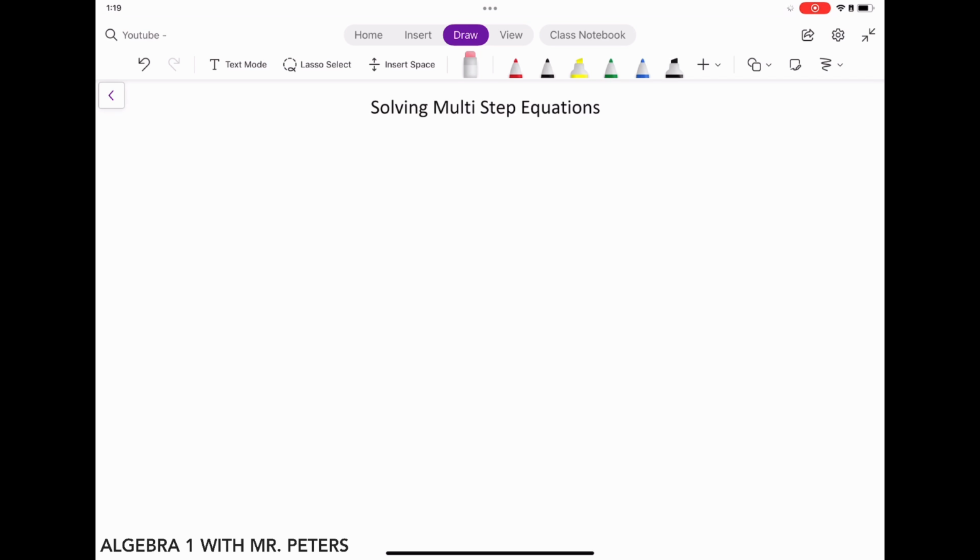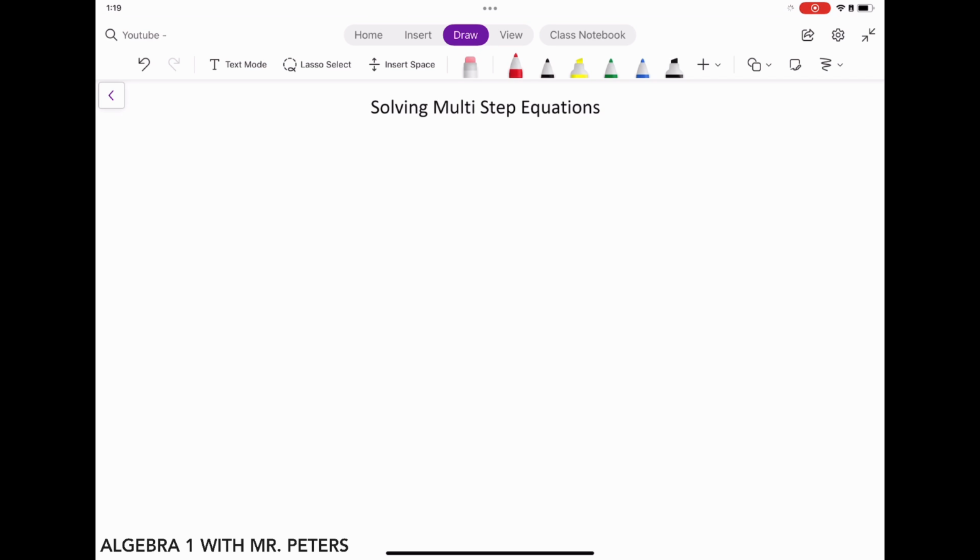Today, we are going to be talking about solving multi-step equations, and I'm going to give you guys 3 very helpful tips to make this process even easier. So let's get started. Let's talk about these 3 tips that I have for you.